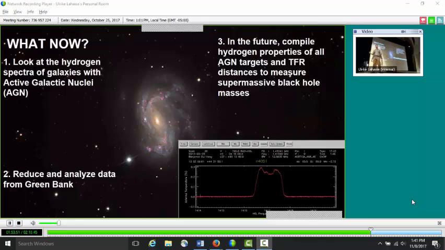If we have all the hydrogen data and we have a good idea of what the distance is, all that stuff goes into modeling the galaxy, subtracting all the hydrogen that we don't care about anymore here, to get a mass as to what that bulge is in the center. And that's the big picture. And that's it.